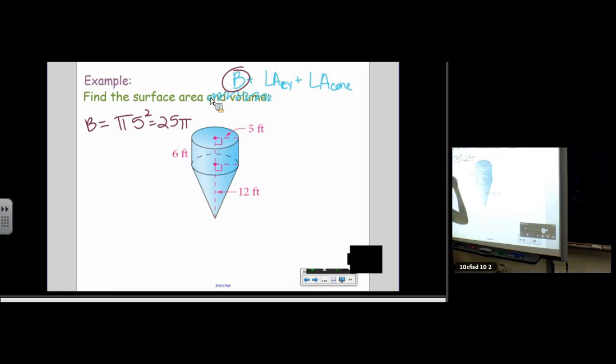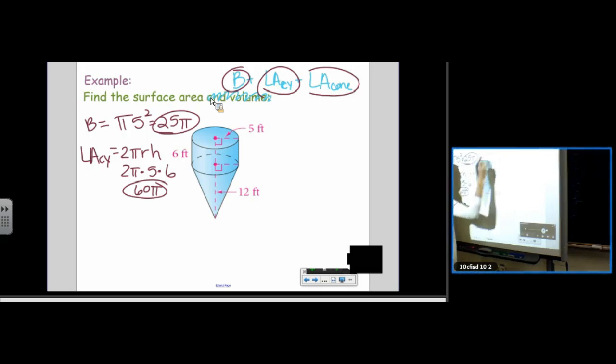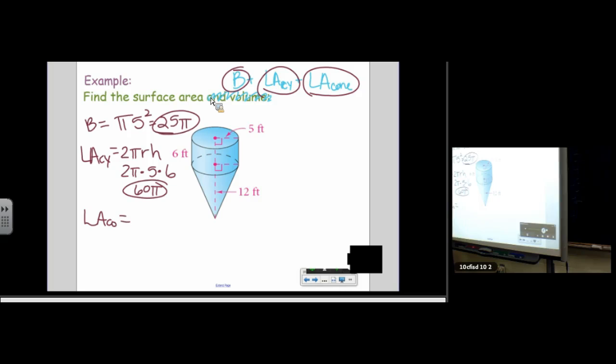All right, now let's do the LA of a cylinder. Go to your formula chart. 2 pi r h, so 2 times pi times 5 times 6. All right, lateral surface area of a cone. There's our new one. So that equals pi r l.